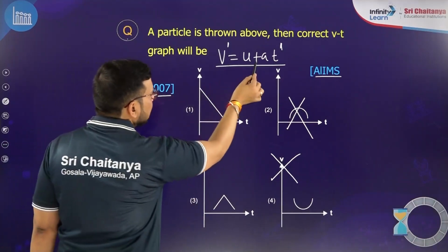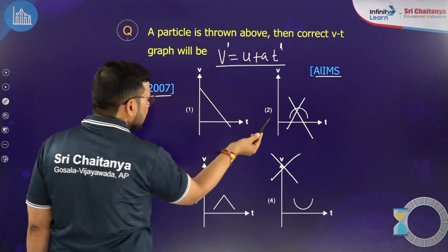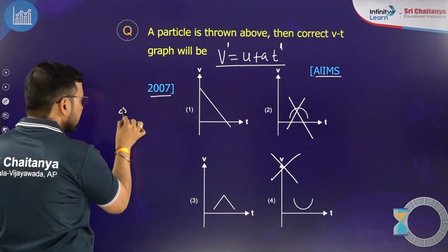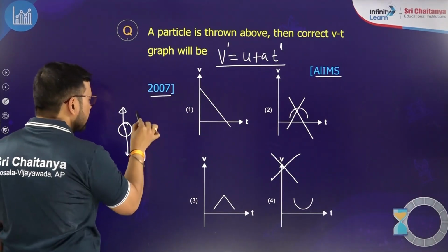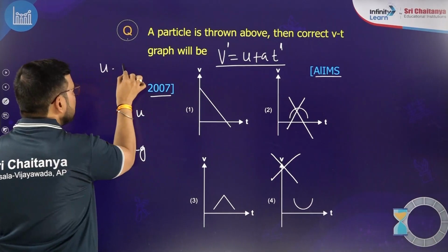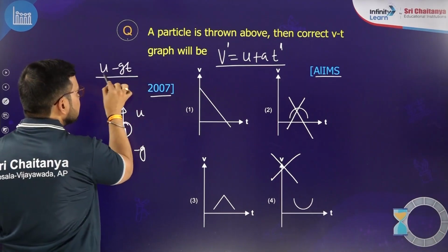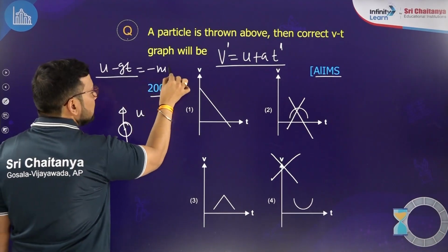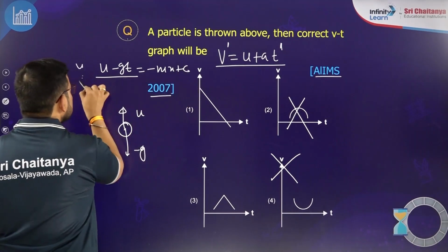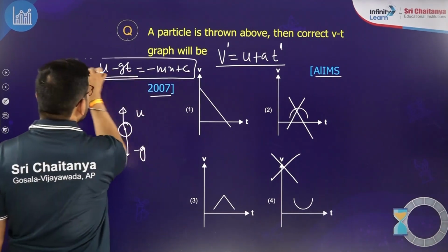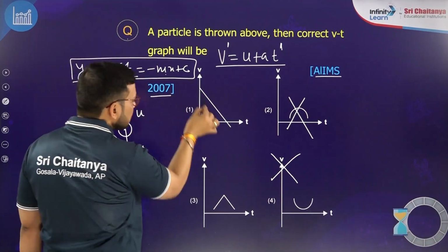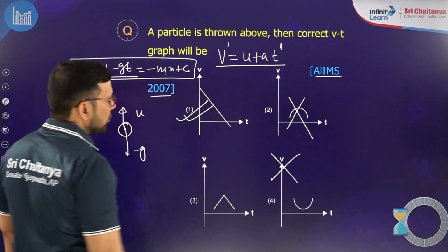Moreover, for v-t, a in upward projection, we have already solved: for upward projection, a is negative, u is positive. So it comes as u minus gt, and u minus gt is like minus mx plus c. As we have discussed, the graphical pattern we will pick through the equation. So this is the graph. We have already drawn it also.